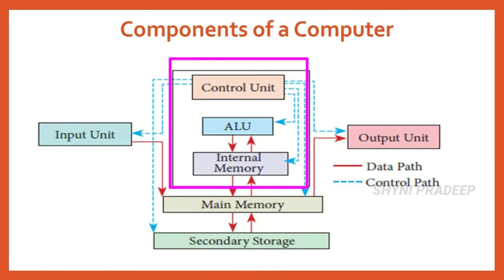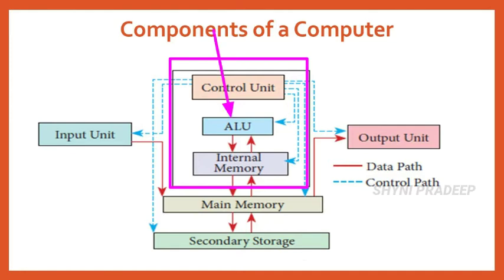Okay. It has three components. What are they? Control unit, arithmetic and logic unit, which means ALU, and memory unit. So CPU has three components. What are they? Control unit, arithmetic and logic unit and memory unit. So let us see them one by one.